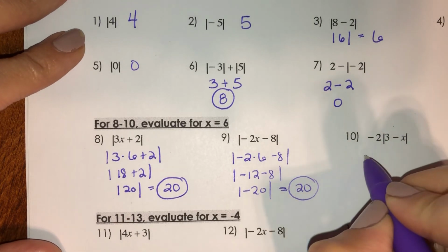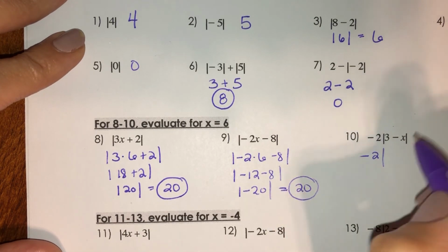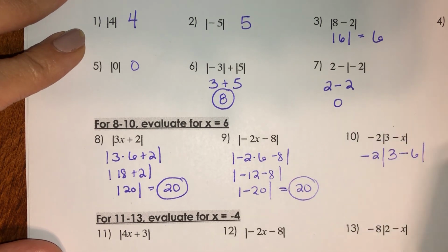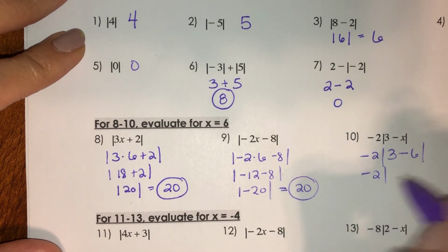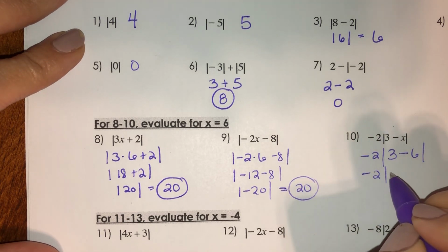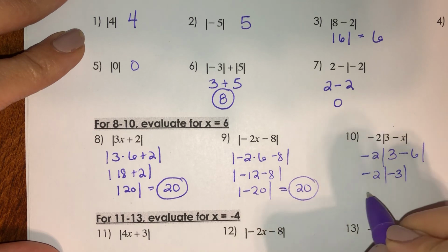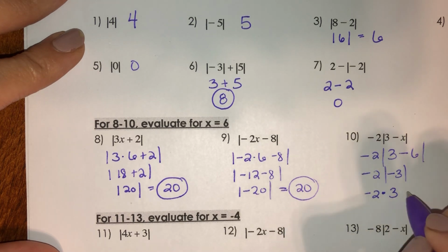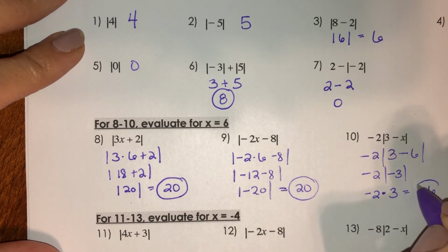And we have -2 times the absolute value of 3 minus 6. The absolute value of 3 minus 6, that's -3. The absolute value of -3 is +3, so that just becomes -2 times 3. -2 times 3 is -6.